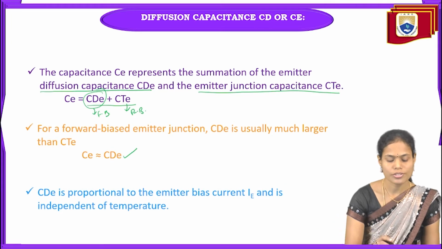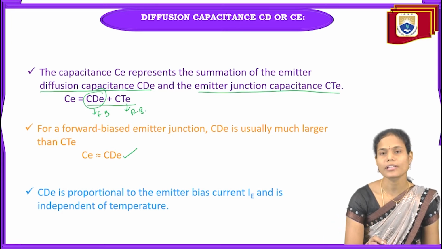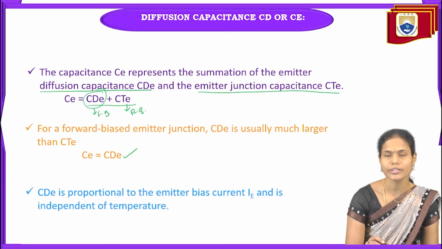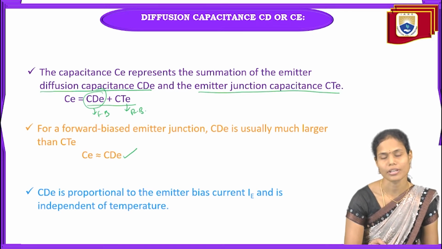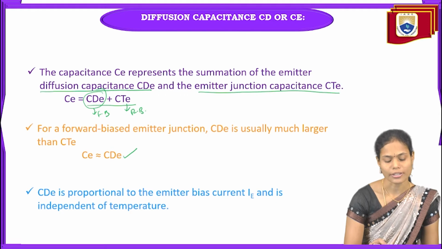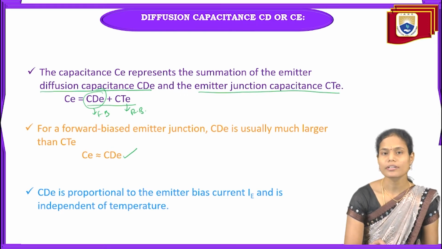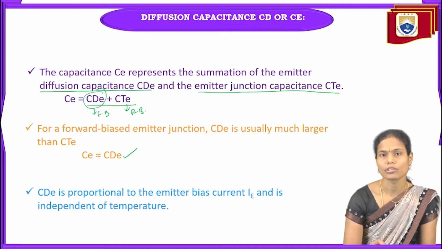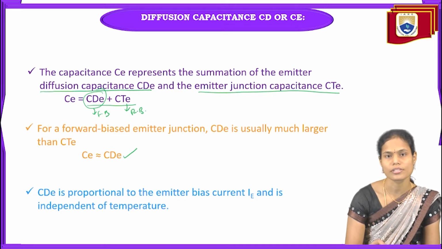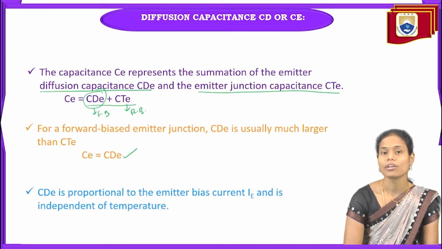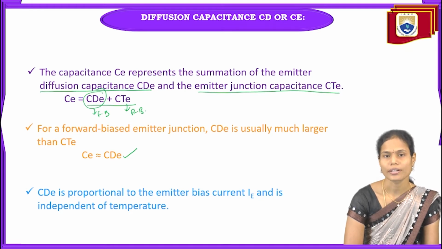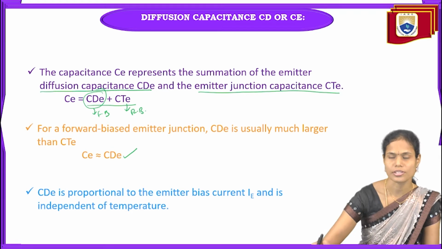Okay, so this CDE value is directly proportional to the current flowing in the emitter terminal of the transistor, but it is not dependent on the temperature. If you increase or decrease the temperature, there is no variation in this particular capacitance, but if you vary the emitter current, there is a change in the diffusion capacitance CD.